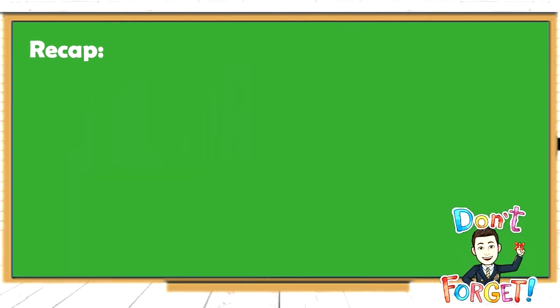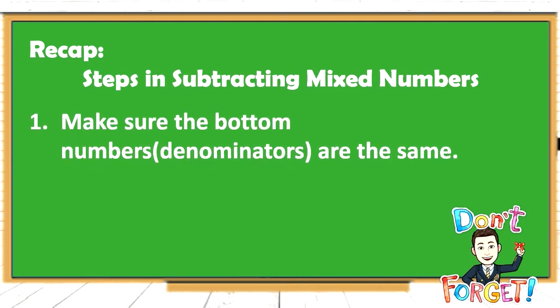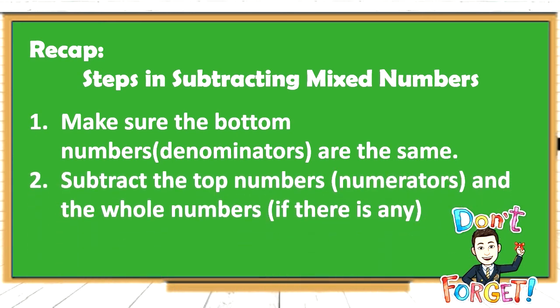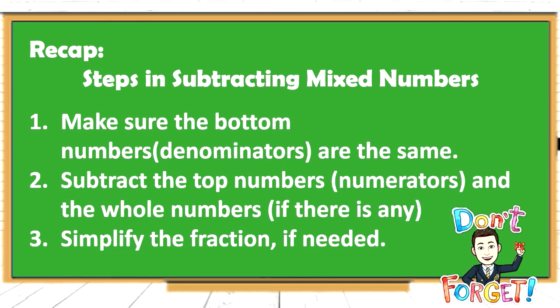Now, let's have a recap of the steps in subtracting mixed numbers. First, make sure that the bottom numbers, the denominators, are the same. Second, subtract the top numbers, or the numerators, and the whole numbers if there are any. And lastly, number 3, simplify the fraction if needed.